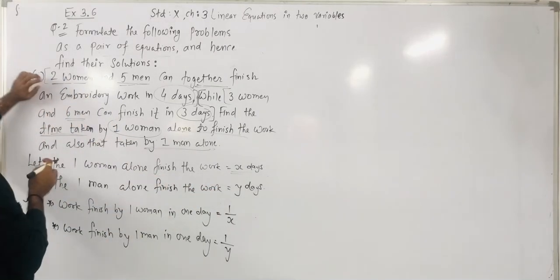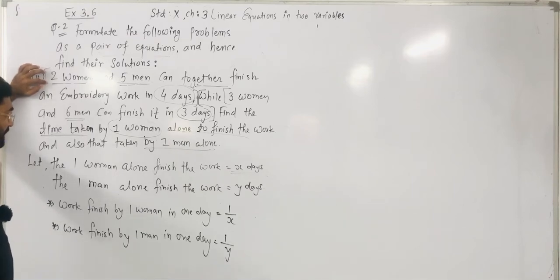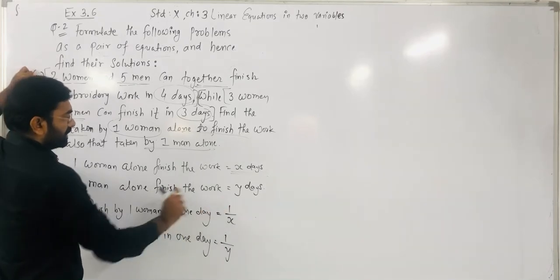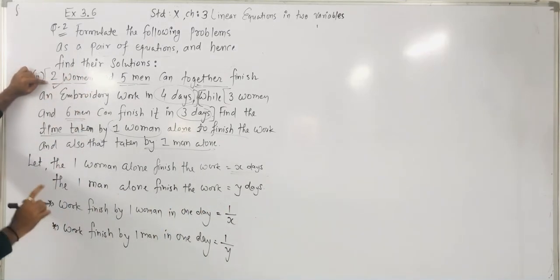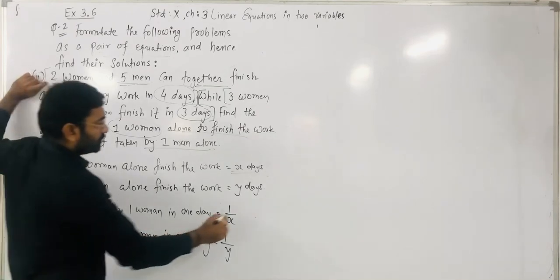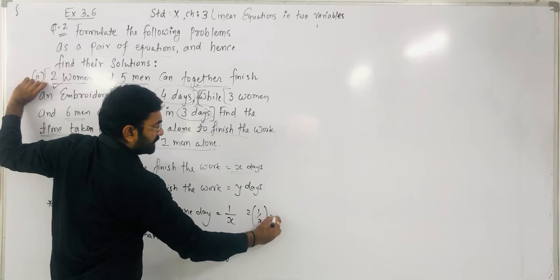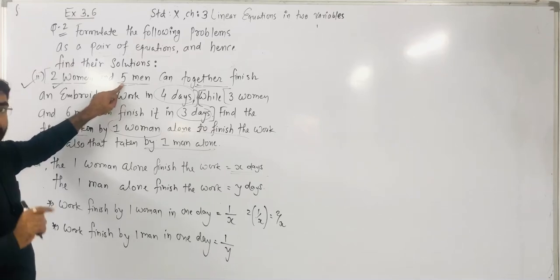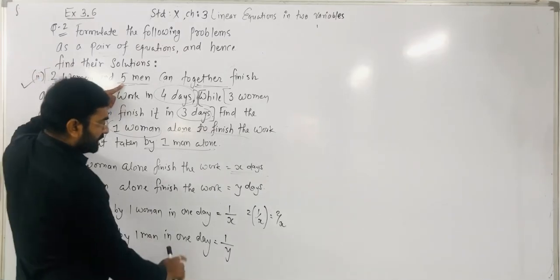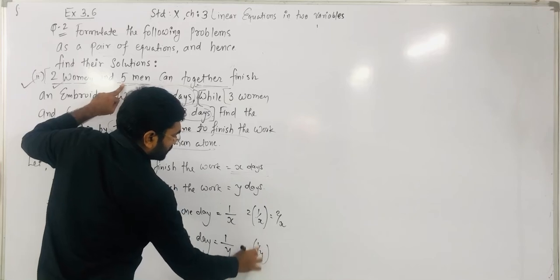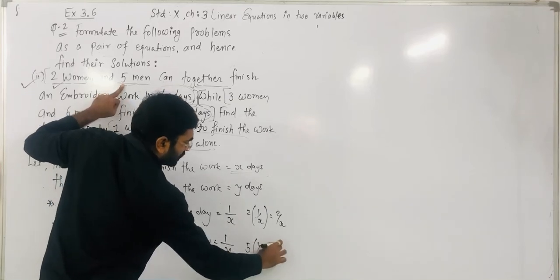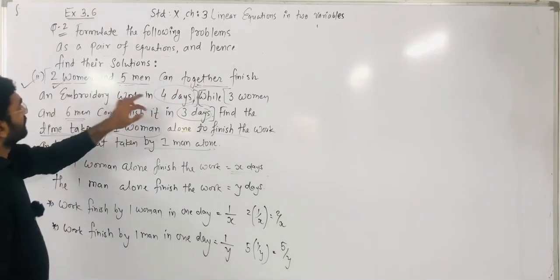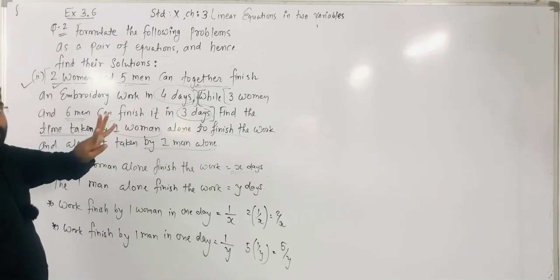Now we take the condition and, based on that, write the equations. One woman in one day completes 1 by x. So the work of 2 women in one day is 2 times 1 by x, which gives 2 by x. The work of 5 men for one day is 5 by y. And together they finish the work in 4 days. This is the 4 days work given.